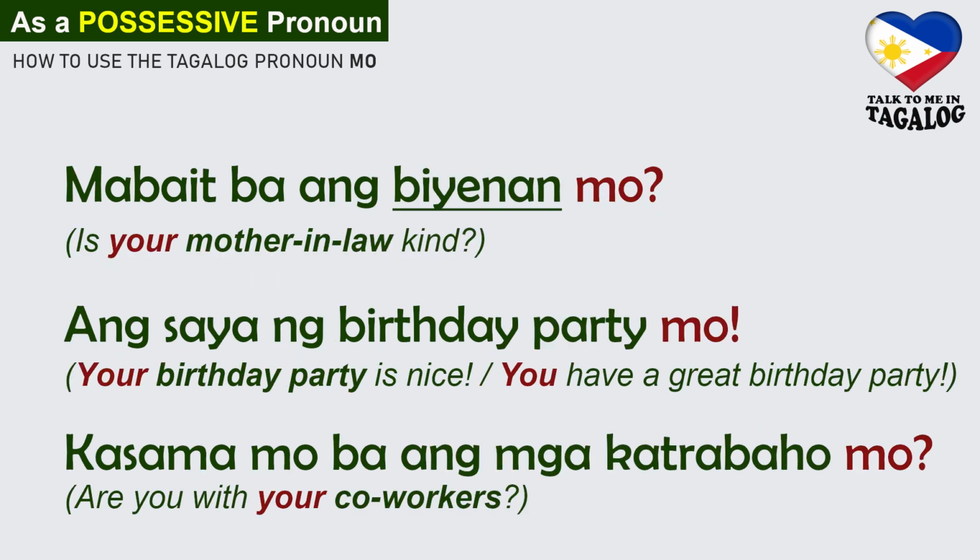From these short mo phrases, you can start forming longer sentences. For example, mabait ba ang biyanan mo? Meaning, is your mother-in-law kind? Next, ang saya ng birthday party mo. Your birthday party is nice, or you have a great birthday party. Kasama mo ba ang mga katrabaho mo? Are you with your co-workers?